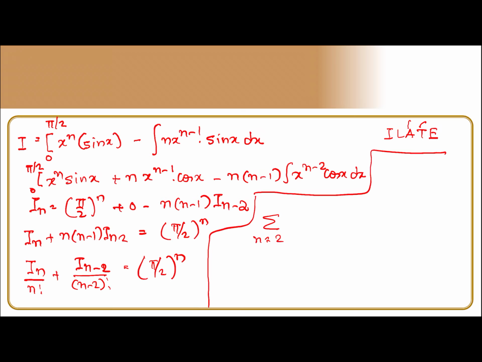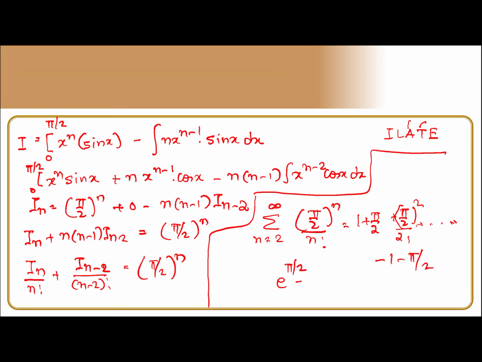Summation n equal to 2 to infinity, (pi by 2) to the power n by n factorial, which will give you... So what we do, we'll form an infinite series: 1 plus pi by 2 (this is extra) plus (pi by 2) whole square by 2 factorial and so on. So minus 1 minus pi by 2. So this is the exponential function. E to the power pi by 2 minus 1 minus pi by 2 is the final answer.